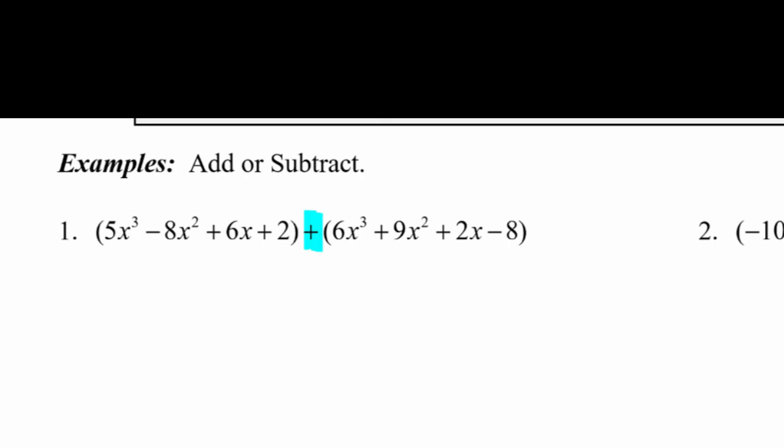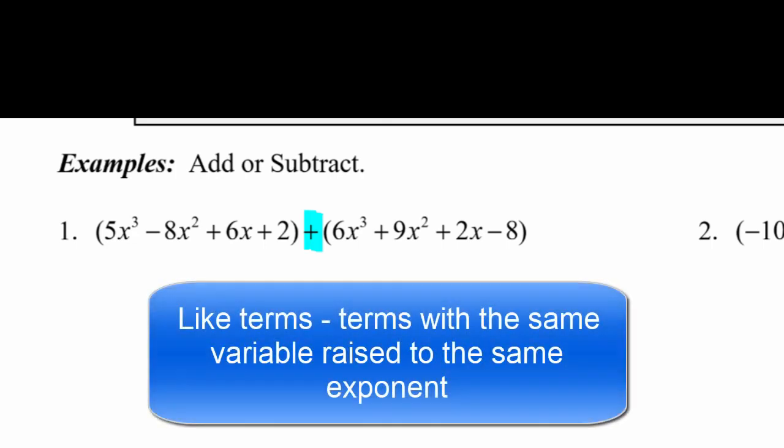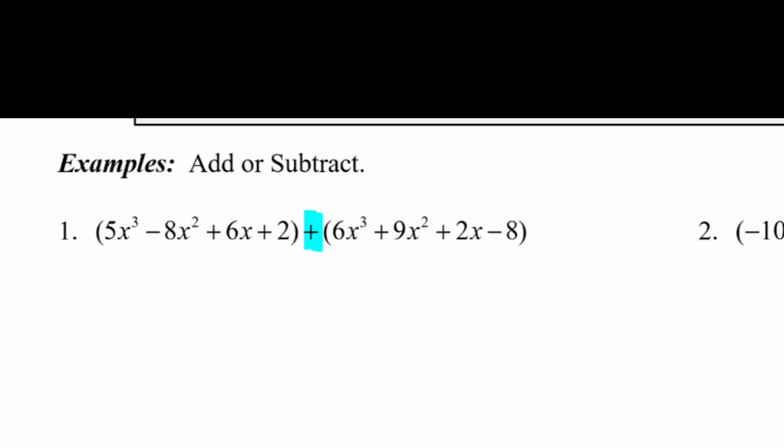Okay, so here's the interesting part. When we add polynomials or subtract them, we want to work with terms that are alike. What that means is we're going to work with the terms that have variables with matching exponents. So you're going to notice that in these two polynomials, we have 4 sets of 2 like terms each. We've got this 5x cubed and the 6x cubed. Those two would be considered like terms because they both have an x cubed in their term.